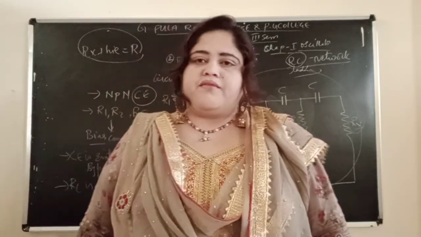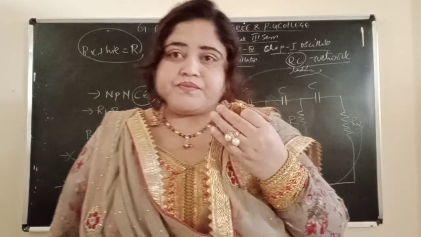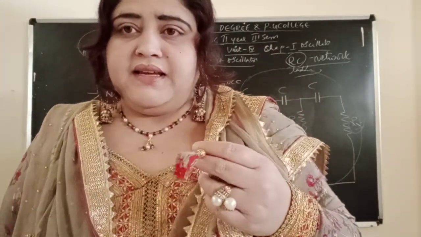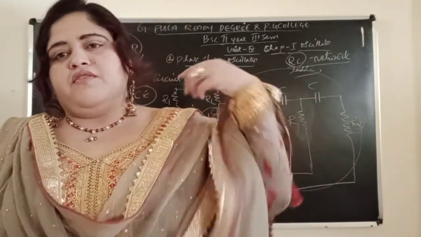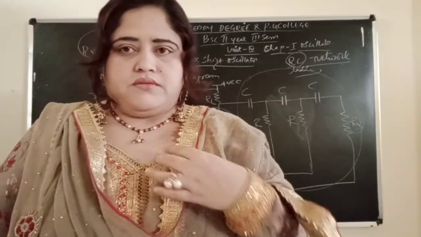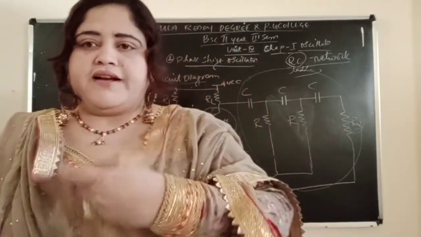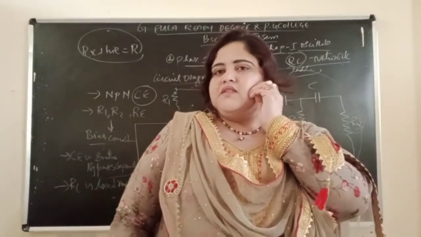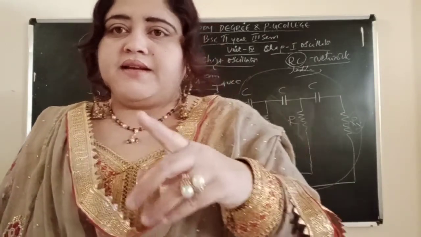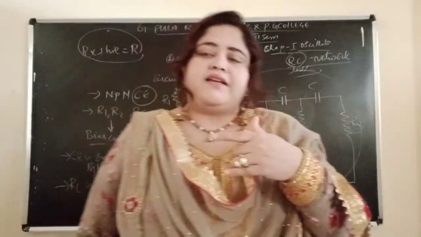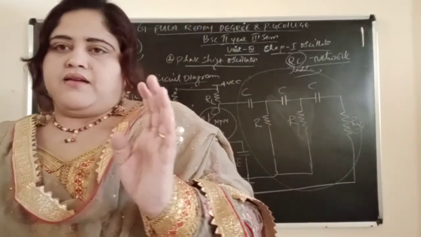So the feedback network consists of R and C connected in the form of a ladder network. R and C, RC, RC, but the last resistor is connected to the internal input resistance of the transistor to give the total resistance R.